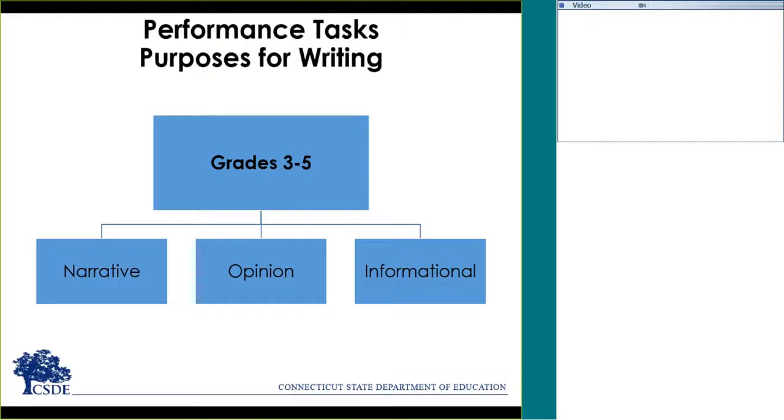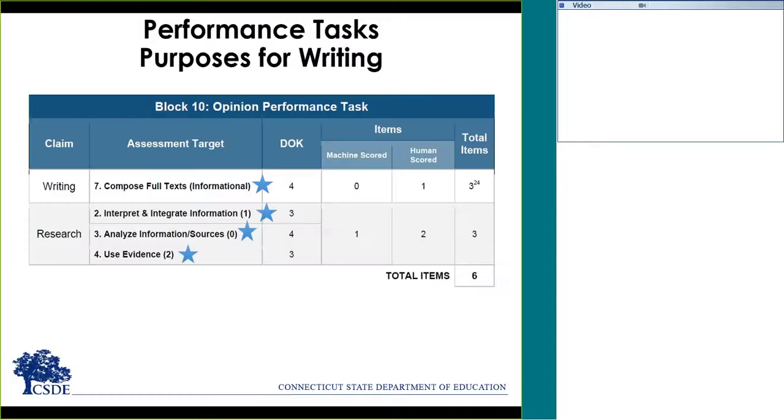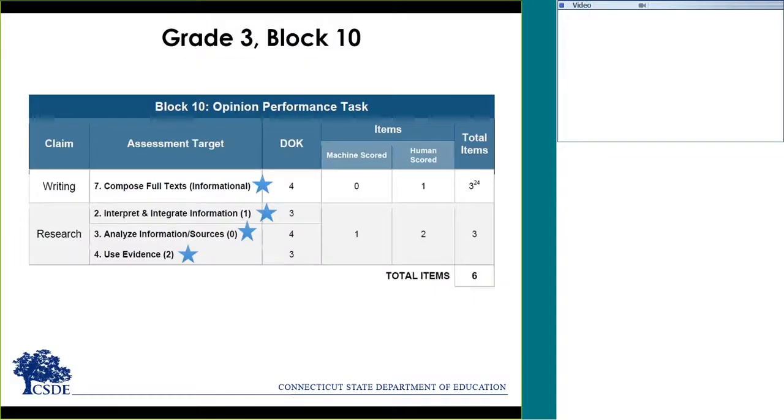The performance tasks in grades 3 through 5 measure students' abilities in narrative, opinion, and informational writing. In grades 6 through 8 and high school, those purposes change to narrative, argumentative, and explanatory writing. Each performance task block measures more than just the full writing piece. There are the 2 hand-scored research items, the 1 machine-scored research item, comprised in Part 1 of the performance task.